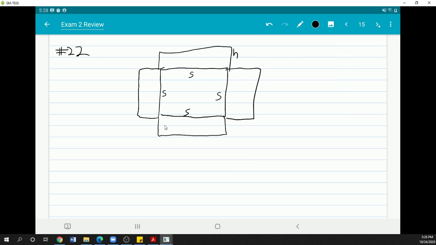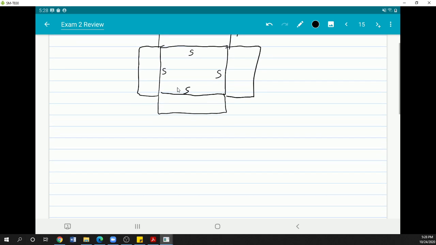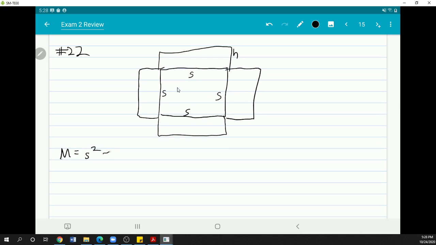So here I drew kind of a net for the box. This is the bottom side, and these are going to all be the non-top sides. And I didn't add a base for the top because it's going to have an open top. So I'll need materials to cover this. Well, I'm going to need s squared to cover the base. And then I'm going to need to cover each of these rectangles. So that's going to take 4sh.